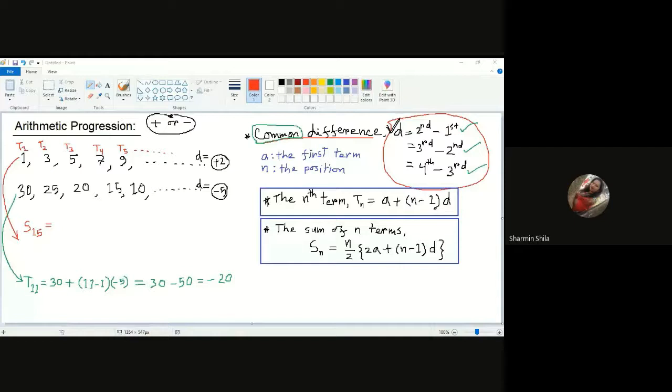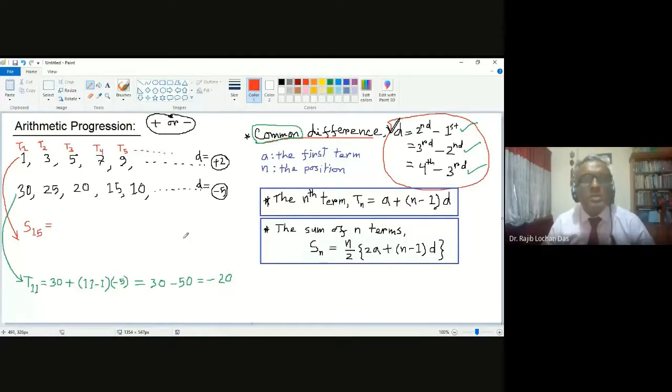The sum of the 15 terms. Correct. Sum of the 15 terms. Okay, correct. So if you find out S3, what will happen? If you find out S3, that will be the sum of three terms. This will be S3. Is that okay? Clear or not clear?